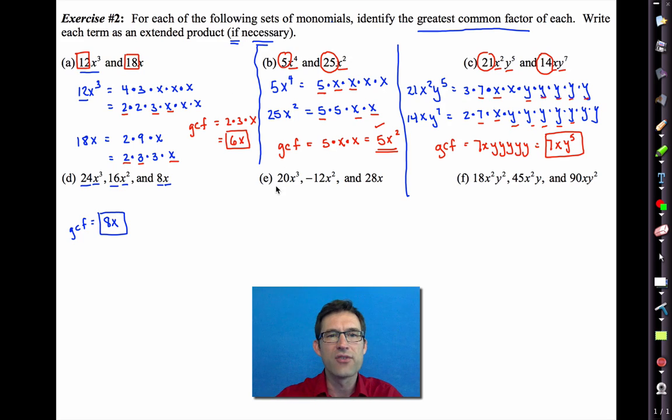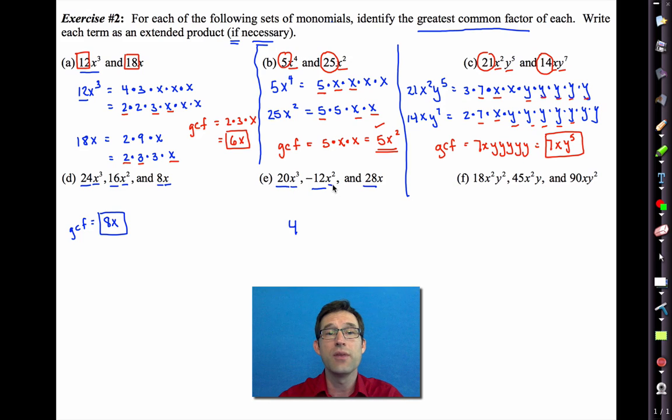So we're looking at 20, 12, and 28. In my mind, it's a little bit ironic. I think the numbers are maybe the hardest part of this. We're looking for the largest number that divides into each one of these. And it's not a very large number. It's 4, right? 4 goes into 20 5 times. 4 goes into 12 3 times. Don't worry about the negative. And 4 goes into 28 7 times. All right? That's the largest number that goes into each one.